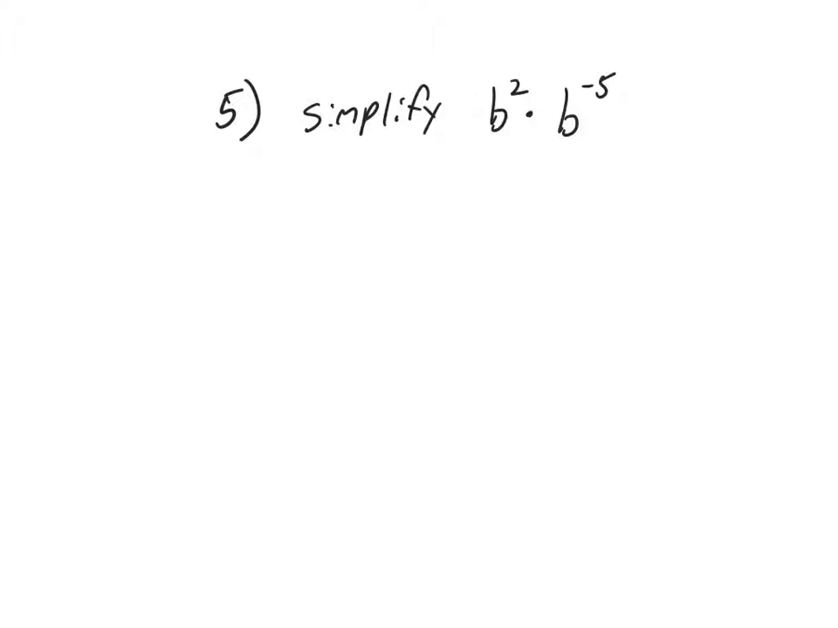On number 5, it says simplify b squared times b to the -5th power. So remember, when we multiply like that, we're going to add together the exponents. So we did 2 plus -5. We're going to get b to the -3 power, or 1 over b to the 3rd power.